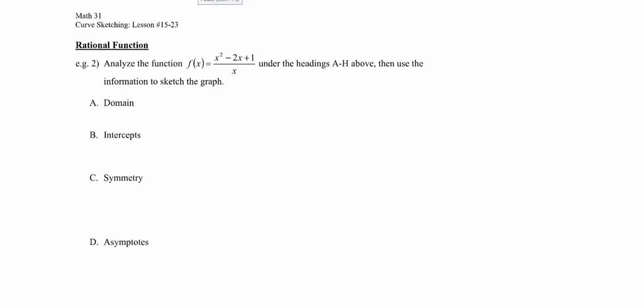All right, now to sketch rational functions, we just have a couple of different things. Now we're going to be looking at the asymptotes that are formed and how to incorporate that. So let's start on this one. f of x is equal to x squared minus 2x plus 1 over x.